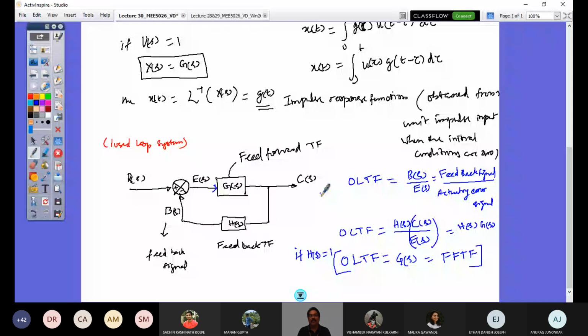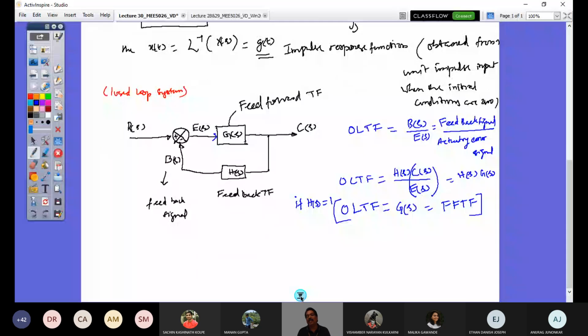Yeah. So now again, how do you define your closed loop transfer function? This is the open loop transfer function, the same as the feed forward transfer function, in case your feedback transfer function value is 1. If this is 1, otherwise it will be the product of H of S and G of S. Look at it; it's important, right?